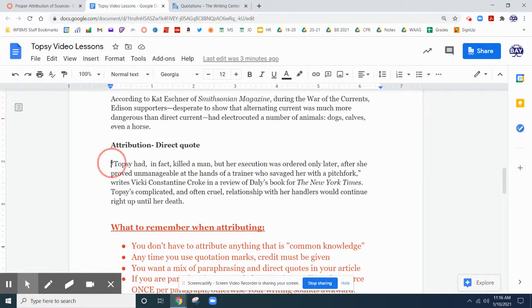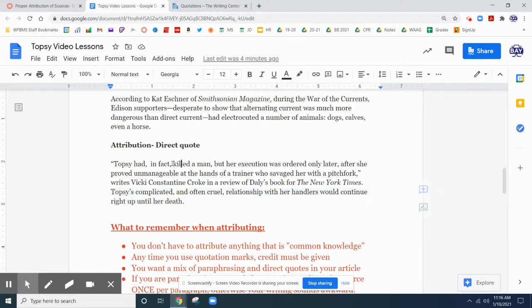You can see there's quotation marks in this one. Quote, Topsy had in fact killed a man, but her execution was ordered only later, after she proved unmanageable at the hands of a trainer who savaged her with a pitchfork. Yikes. Unquote, writes Vicky Constantine Croak in a review of Daly's book for the New York Times. Then I finish with my own sentence that I simply wrote to add to the quote that supplements it well. Topsy's complicated and often cruel relationship with her handlers would continue right up until her death.